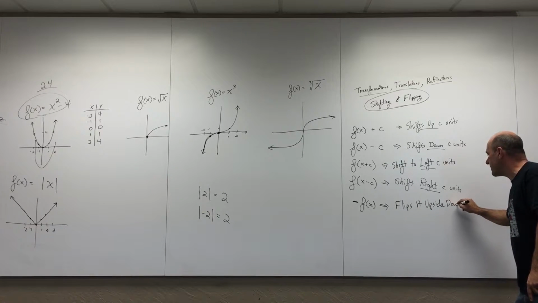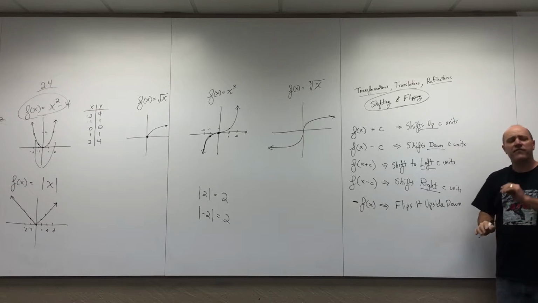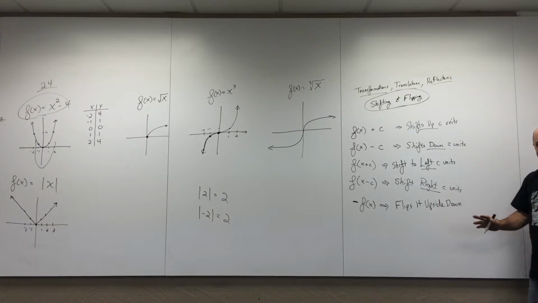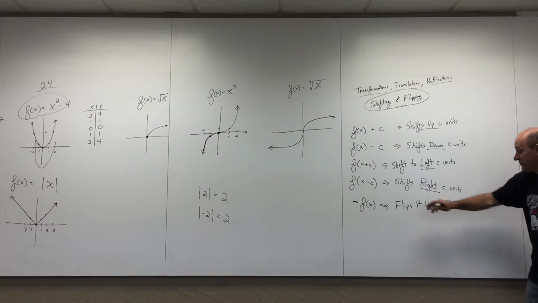Again, what would the book call that? A reflection around the x-axis. They use that accent, they do everything. Yes, all nice and proper. But I like to say it flips it upside down.